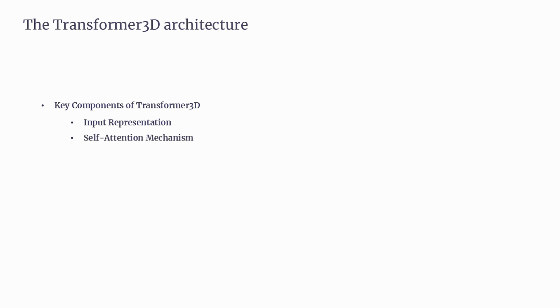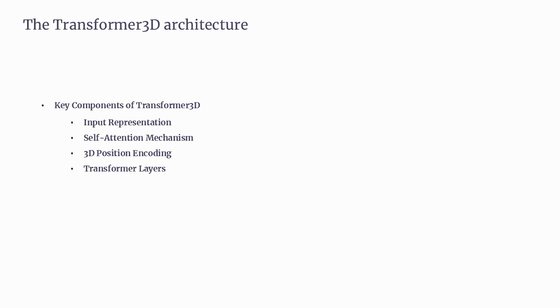2. Self-attention mechanism. A major strength of Transformer 3D is its self-attention, enabling the model to understand long-range dependencies. 3. 3D position encoding. Encodings are crucial for representing 3D geometry. For instance, point clouds can use Cartesian or spherical coordinates, while voxel grids might rely on traditional grid-based encodings.